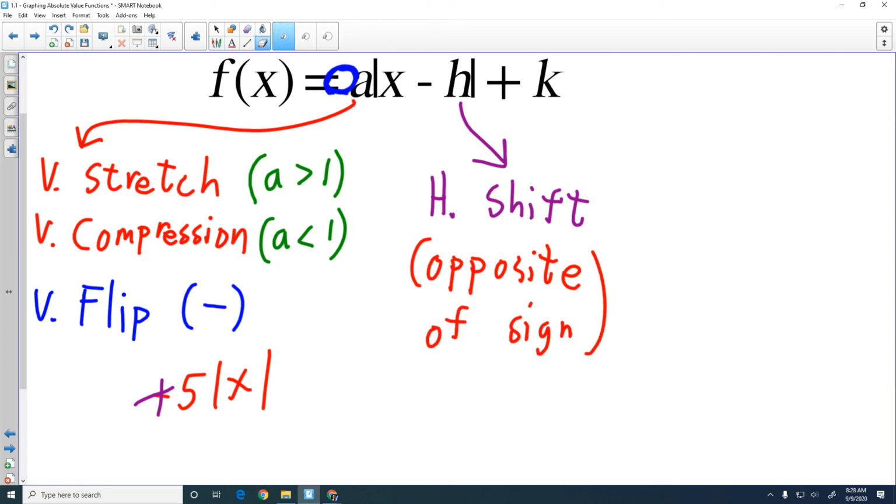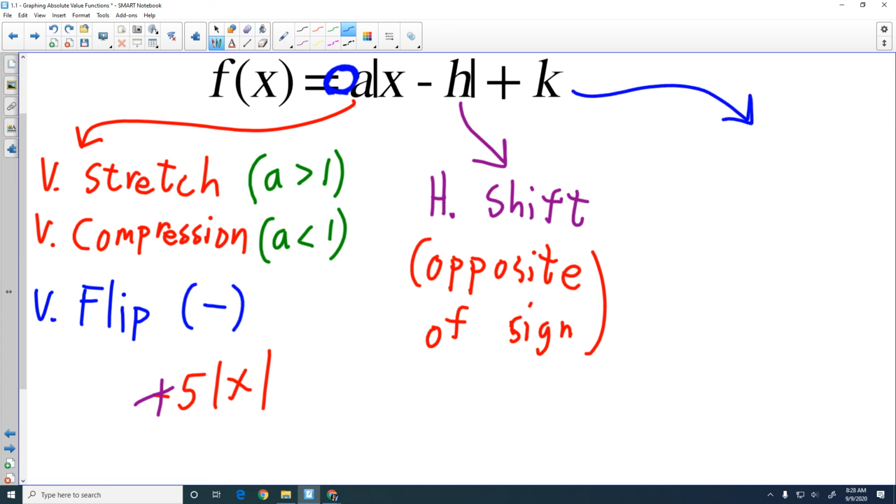So if it says +3, you're actually going to move it to the left 3. Just make sure that you use the opposite direction of the sign. -5 means you go right 5. It's the horizontal shift. The last piece we have is K.